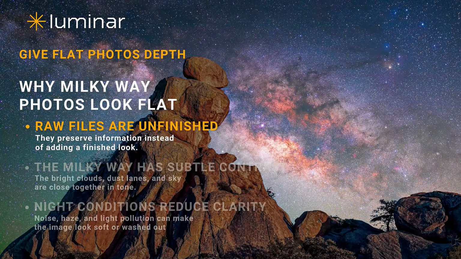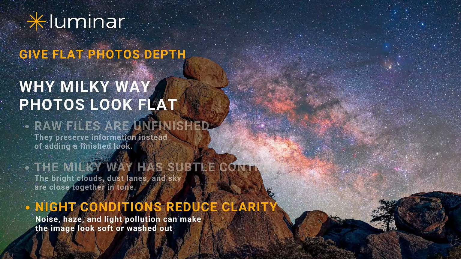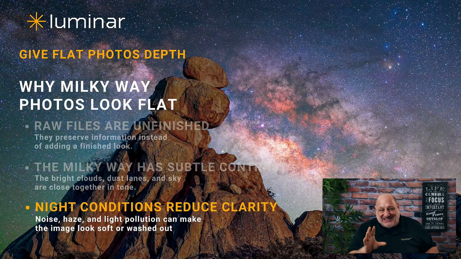Now, the second one is that the Milky Way has subtle contrast. The bright clouds, the dust lanes, and the skies are all close together in tone, so we have to separate those. And night conditions reduce clarity; noise, haze, and light pollution can make the image look washed out. Now, here in Florida, there are only a few places close to me in Melbourne, about an hour away, where there's no light pollution.